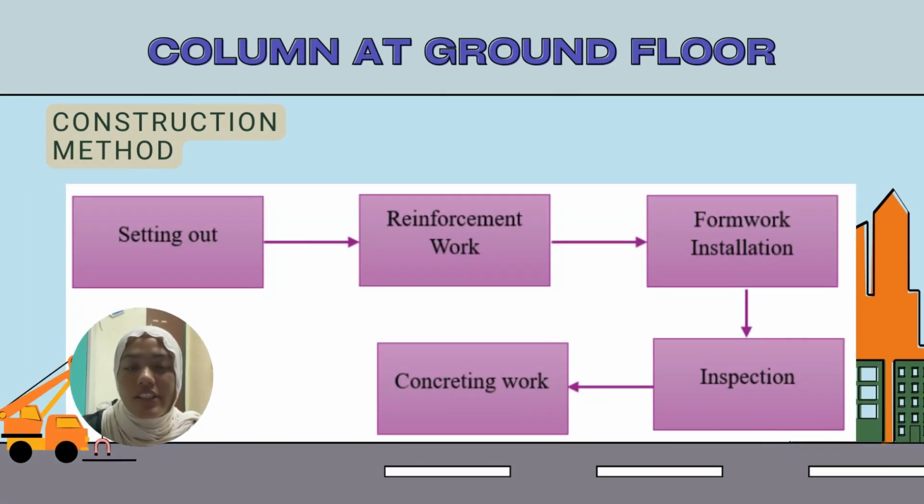So for the construction method, firstly we do setting out. Setting out ensures accurate position, alignment and dimension as per the architectural or structural drawing. The second one is reinforcement work. Reinforcement work for the column at the ground floor is critical as this column transfers load from the upper floor to the foundation. Proper reinforcement ensures the column's strength, stability and durability.